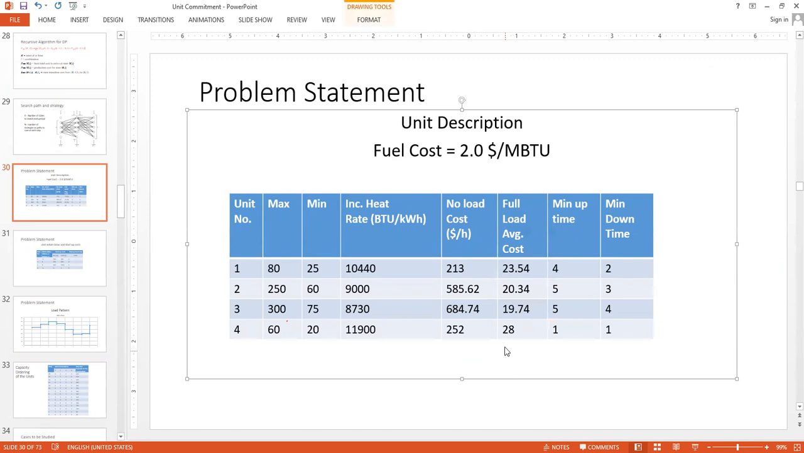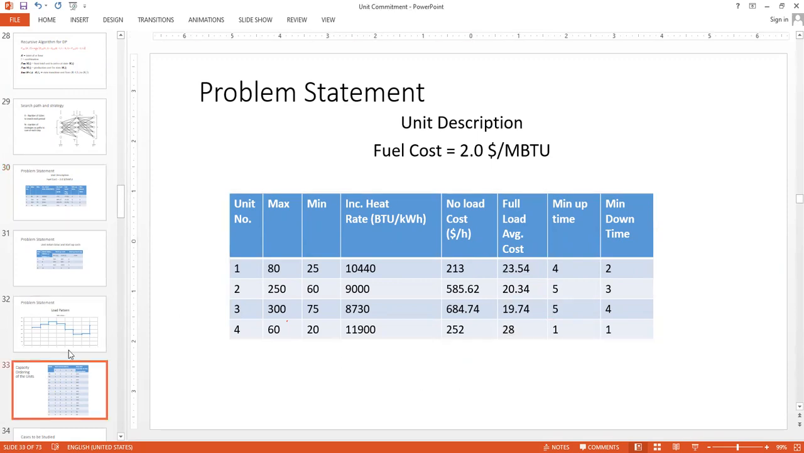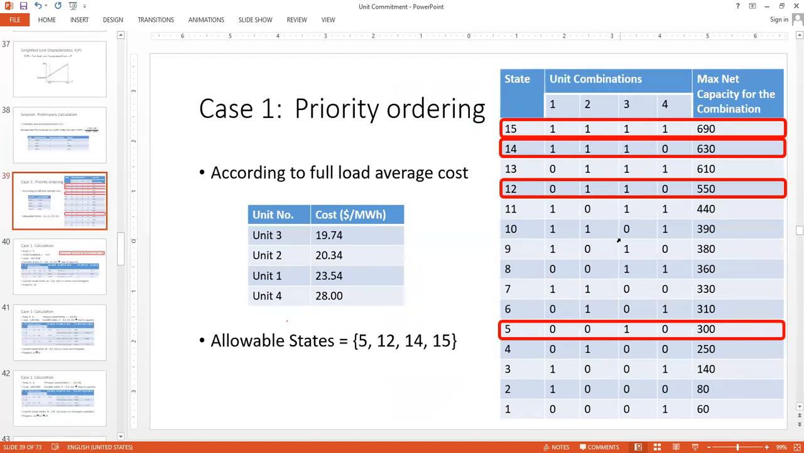The topmost priority unit should be unit number 3. The next one should be unit number 2, the next one unit number 1, and the last one unit number 4. Accordingly we prepare the priority list ordering. So unit number 3 is the top priority, so unit number 3 should be turned on first. You cannot turn on any other unit before you turn on unit number 3.